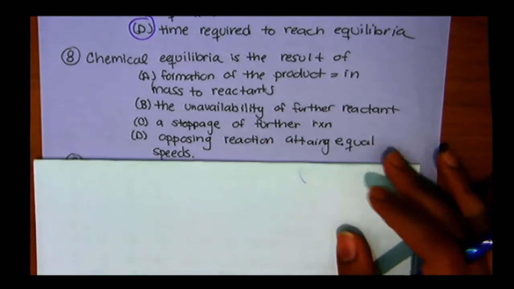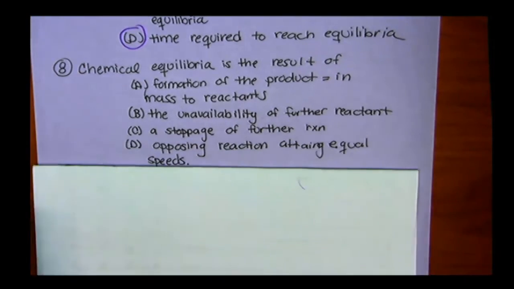I'm sorry. Chemical equilibrium is the result of A, formation of the products equal in mass. Okay, perfect, thank you. And B is the unavailability of further reactant. C, a stoppage of further reaction. D, opposing reactions attain equal speeds.